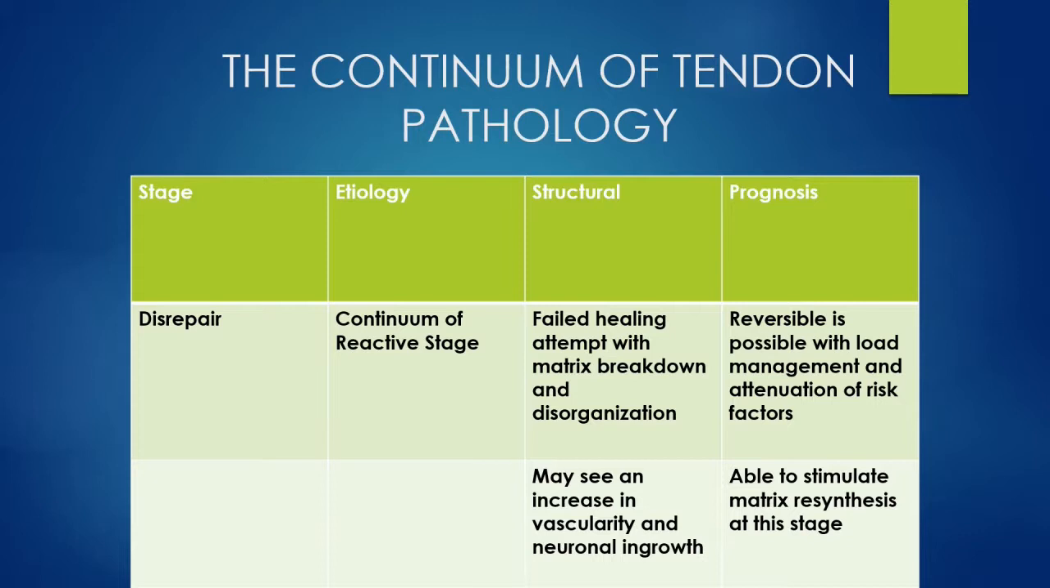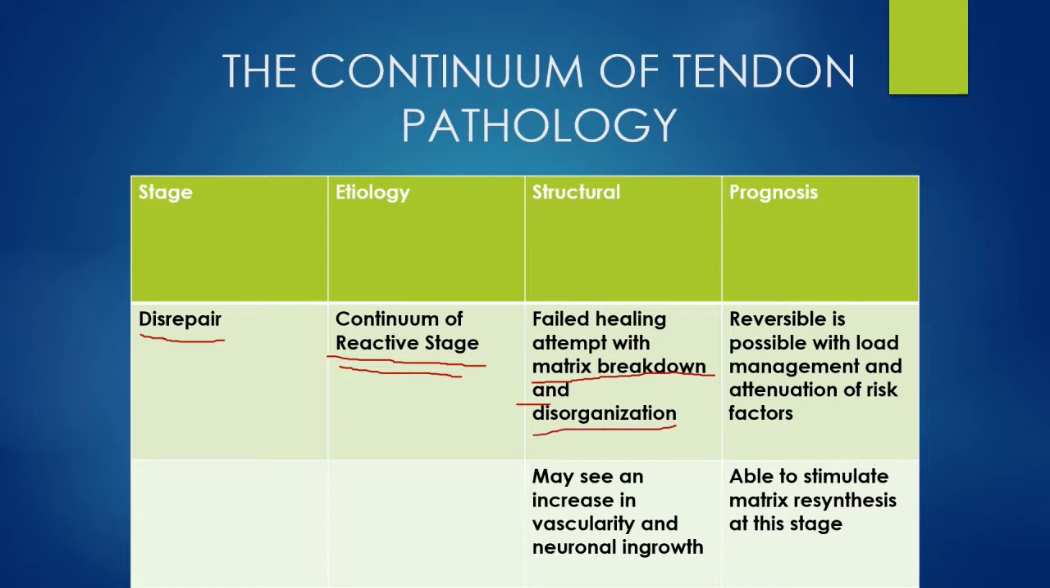Now, if the reactive stage is not able to be controlled through appropriate loading and the examinee continues to overload the tendinous structure, then we continue along into the disrepair stage. And the disrepair stage is just the next progression of the reactive stage. What happens in the disrepair stage is there's a failed healing attempt, and the examinee continues to perform the same repetitive activities while not allowing a sufficient opportunity for healing of the tendon. And what happens is the matrix now continues to break down and become disorganized.